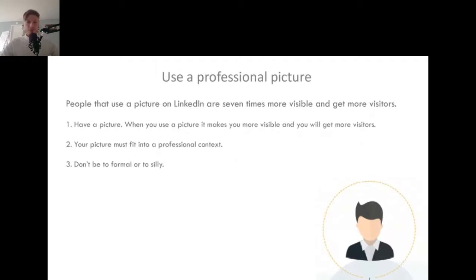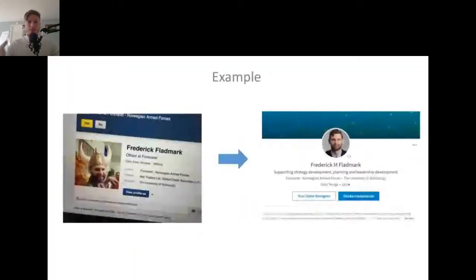Your picture must fit into a professional context, of course. Don't be too formal or silly. Find a middle ground and also something that is authentic to who you are professionally and who you want to be portrayed as.